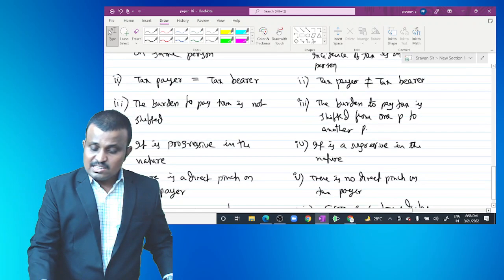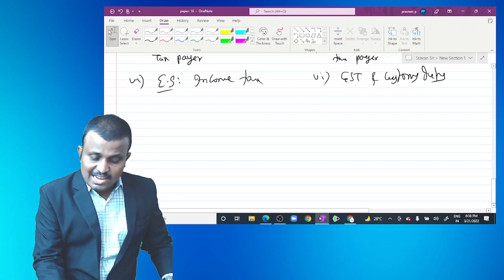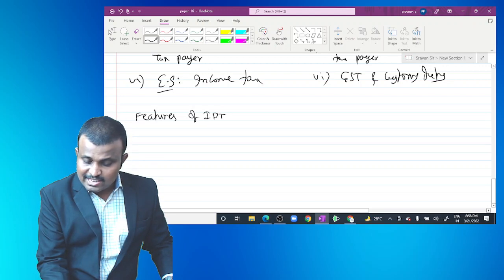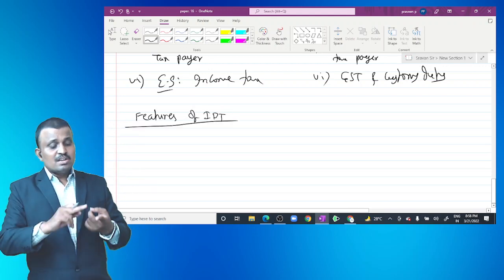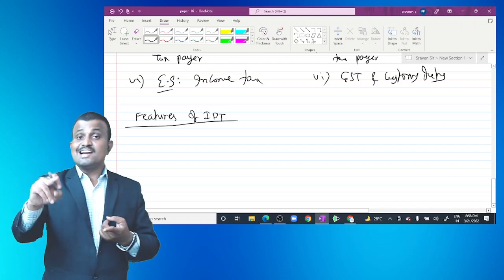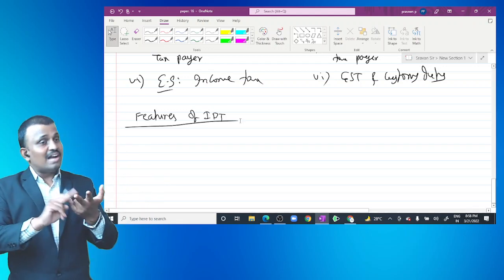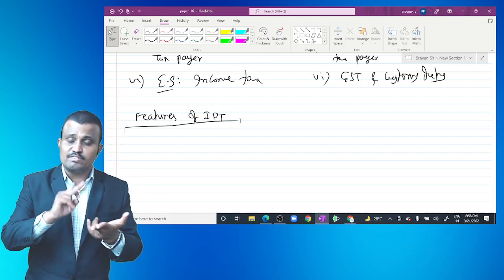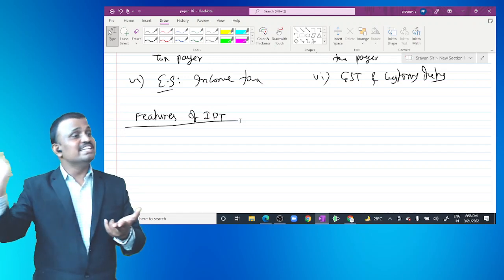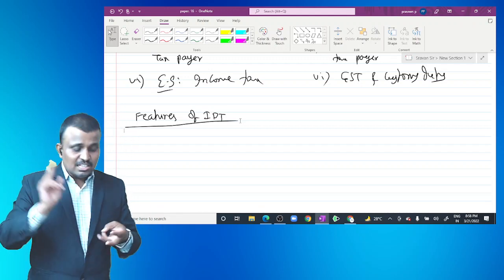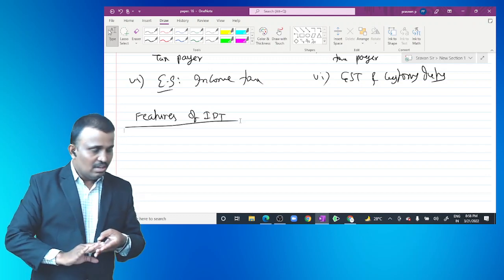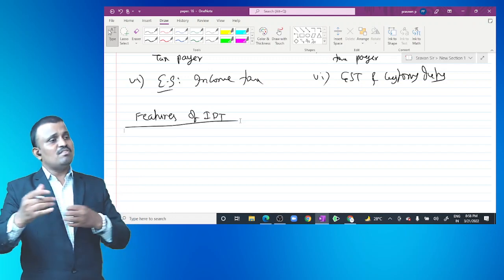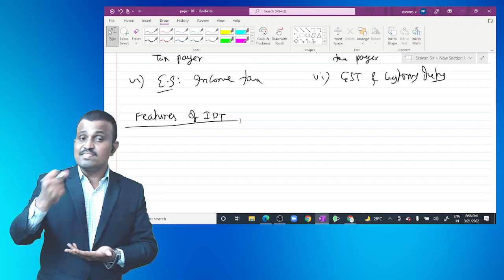And along with that, some more features are there relating to the indirect tax. As we discussed already, the impact is on one person and the incidence of the tax is on another person. The second one, the burden to pay the tax is shifted from one person to another person until it reaches the ultimate consumer. The third one, it is regressive in nature. The fourth one, it is one of the revenue sources to the government. There is no direct pinch on the taxpayer.